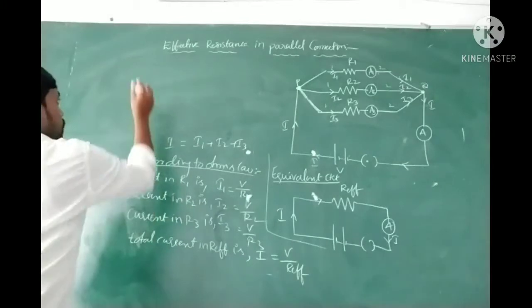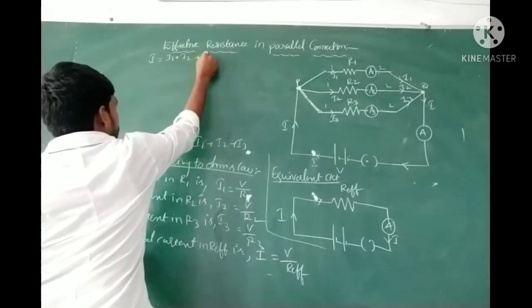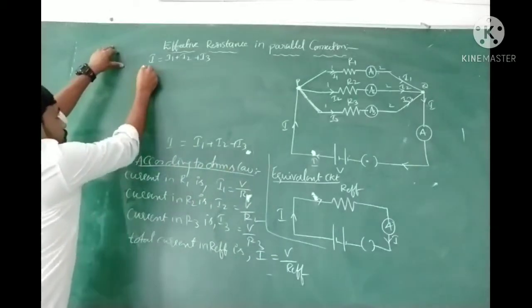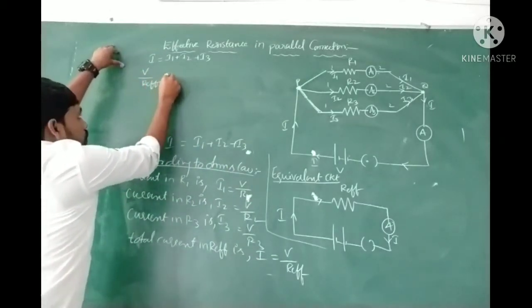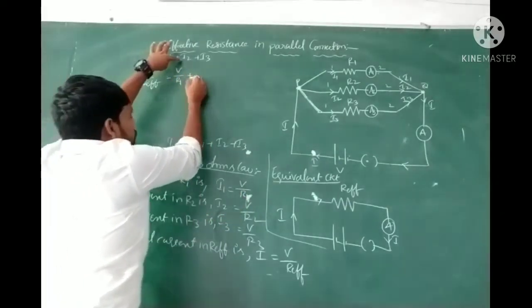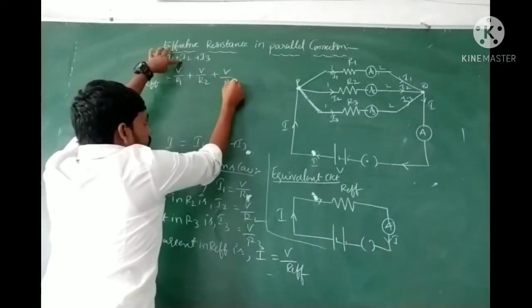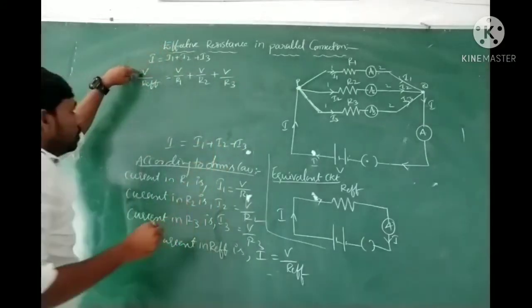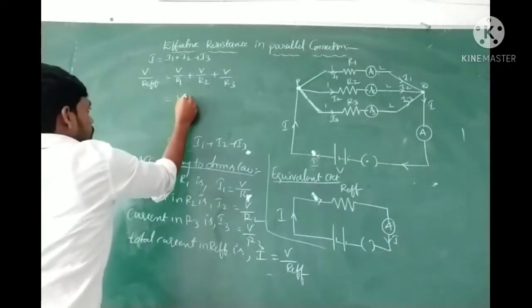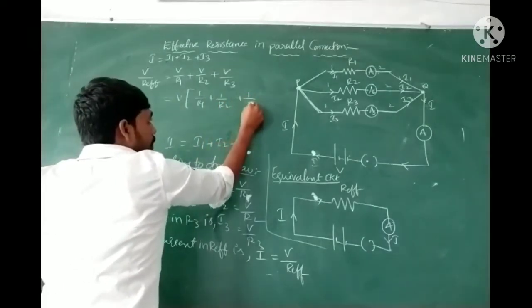So substitute in the above equation, that is I = I1 + I2 + I3. I is nothing but V by R effective, that is V upon R effective, is equal to I1 stands for V by R1, and I2 stands for V by R2, plus I3 stands for V by R3. So potential is the same on the LHS and RHS of the equation. Let us take V common, that is V(1/R1 + 1/R2 + 1/R3).